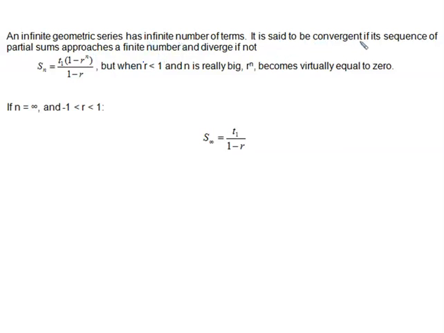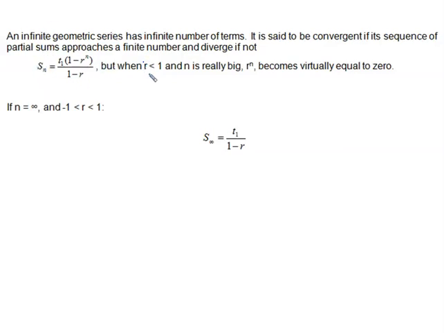It is said to be convergent if its sequence of partial sums approaches a finite number, and divergent if not. So convergent if it approaches a finite number. So it means it's going to get smaller, like we're adding, and by the time that we add that 0.000000000 it's going to approach a finite number, but it's going to diverge if not. So if I'm taking 2 and I'm multiplying it by 2 and multiplying it by 2, it will actually go to infinity. It's not going to converge, it will diverge.